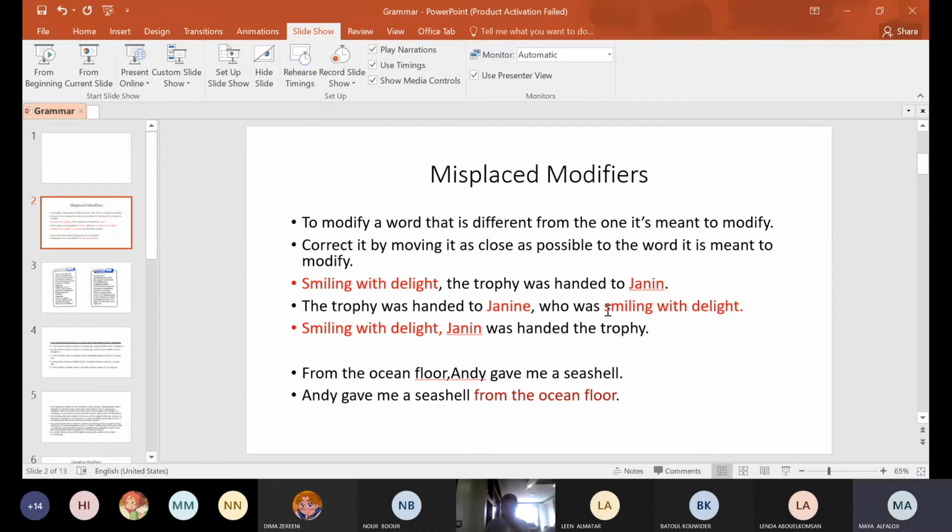Miss, can I solve number 9? Yes, solve 9, Serena. Loud and shrill, Max turned off the car alarm. We will make it: Max turned off the loud and shrill car alarm. Excellent. I brought the modifiers close to car alarm. Okay, number 10, Sarah. Nirvana? Joe's parents took her to the Everglades at the age of 12. Excellent.